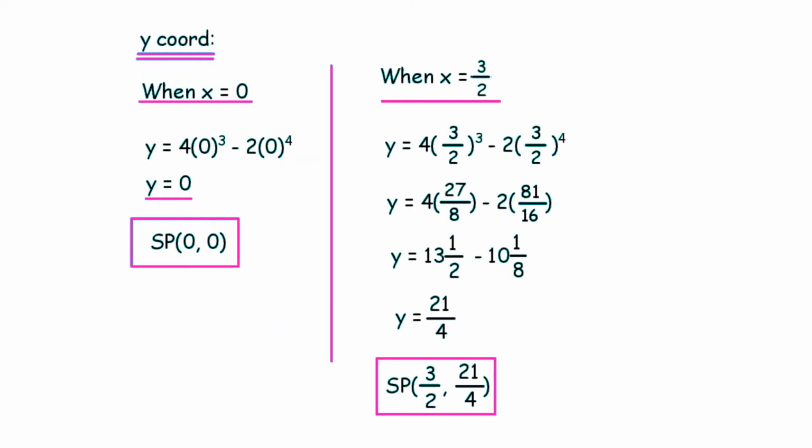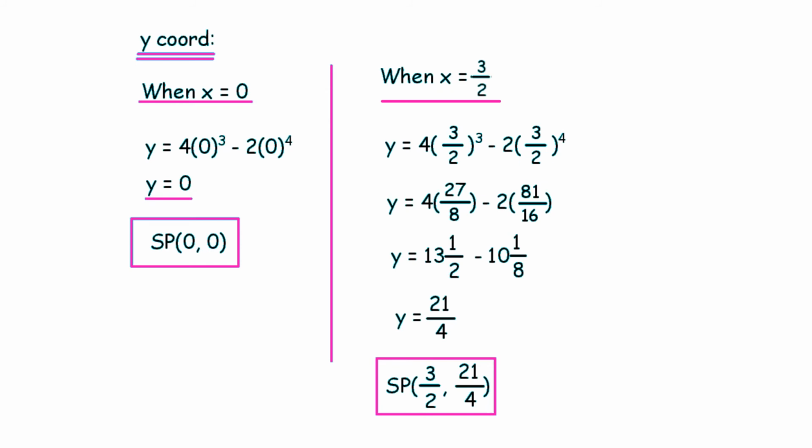So for the y coordinate, when x equals 0, we sub 0 in to get 4 (0 cubed) minus 2 (0 to the power of 4). That just ends up being y equals 0. So our stationary point is just (0, 0). We also need to do it for x equals 3 over 2.